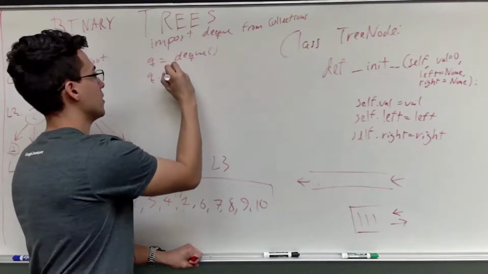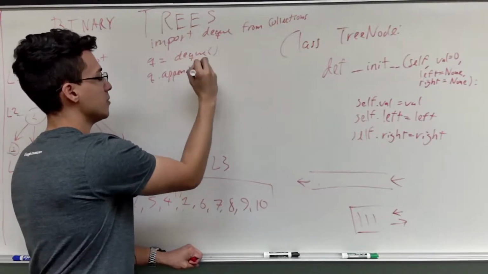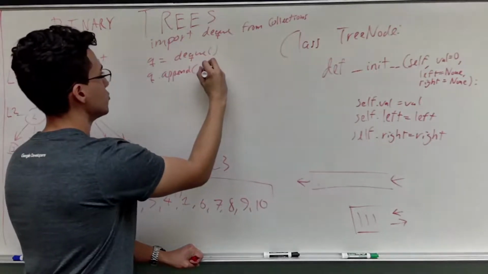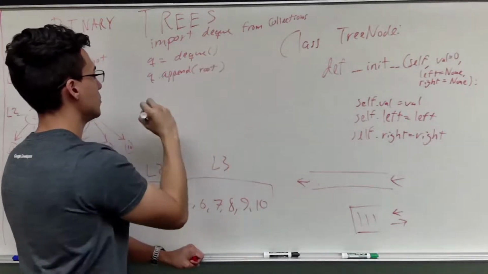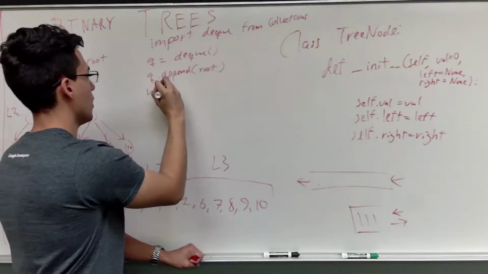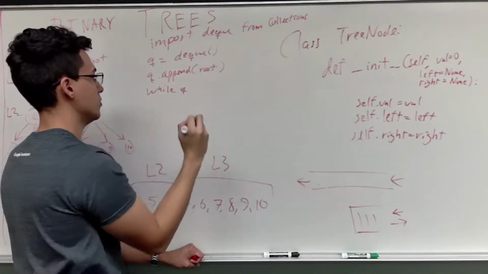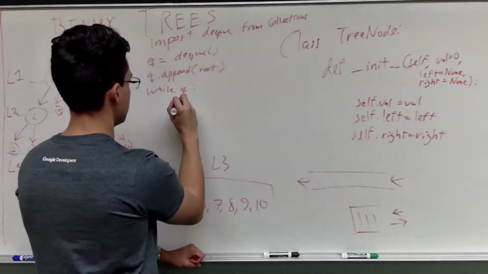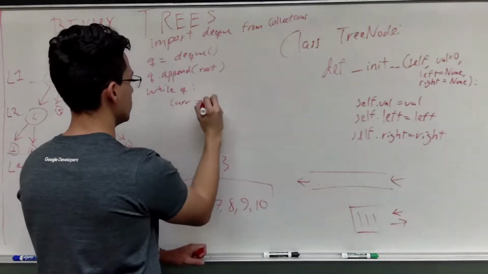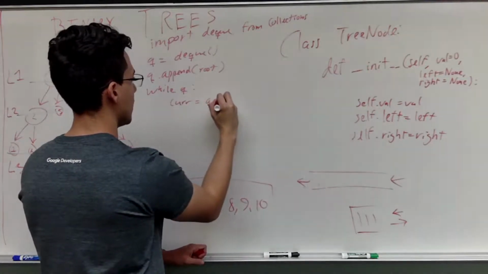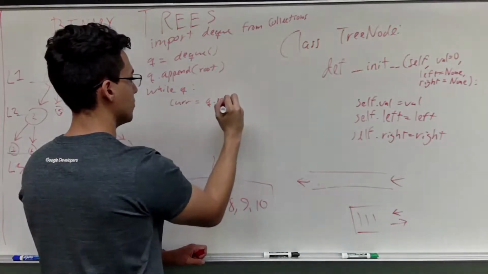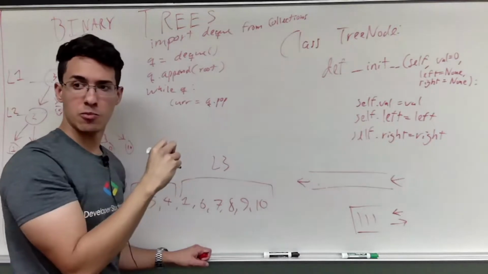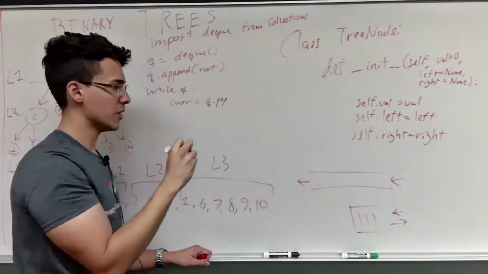So, append root. While Q, right? cur equals Q dot popleft. How do you... just popleft parentheses. Is it just no underscore? No, do it again.